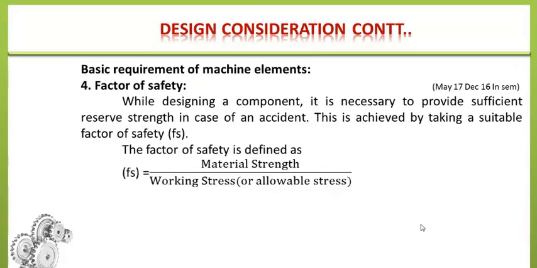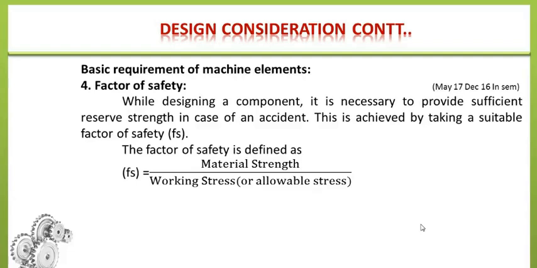And how do you calculate the factor of safety? Material strength upon the working stress, or allowable stress. So this is the general formula: factor of safety equals material strength upon working stress or allowable stress. Now the allowable stress is the stress value which is used in the design to determine the dimensions of the component. From the allowable stress, the designer is able to obtain the dimensions of the component.